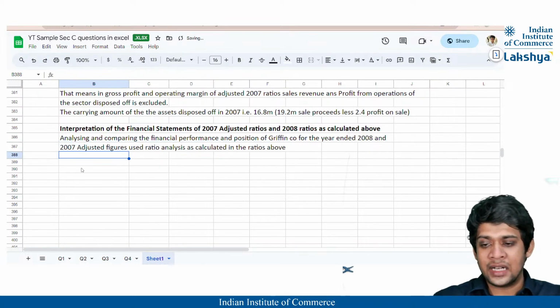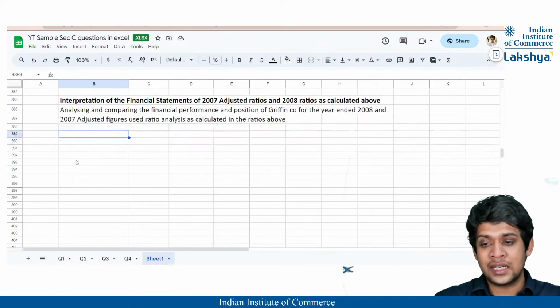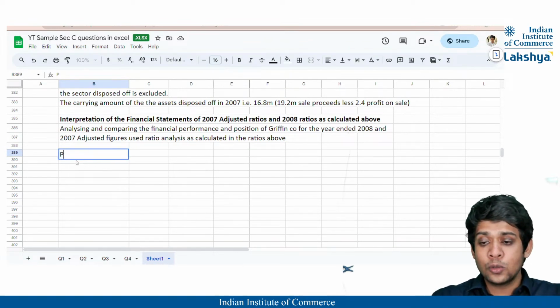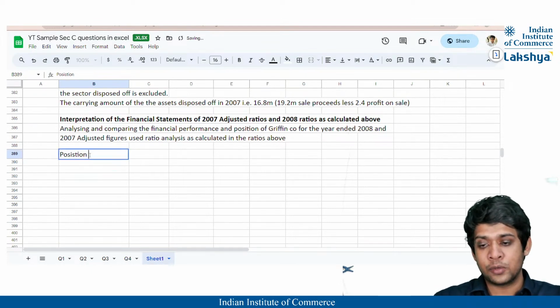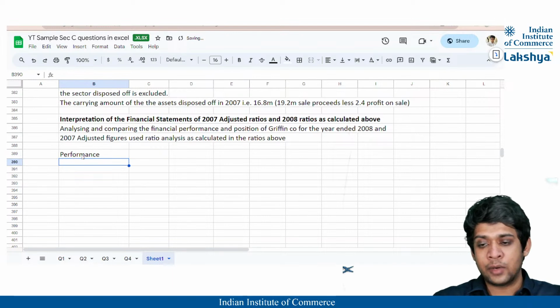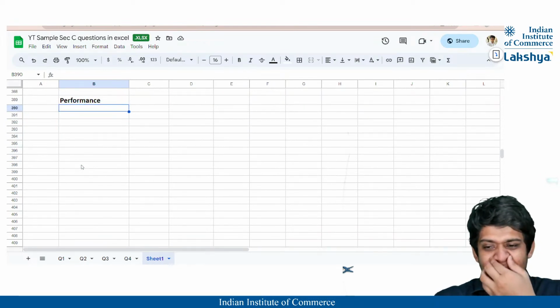Right? So you can specify it like that. And now let us get started. So always remember guys, when you're representing an analysis or an interpretation of a financial statement, do provide headers to them. Firstly, you're stating about the position or maybe you're stating about the performance. So maybe we are stating about the performance. So do provide headers like these. Maybe keep it in bold and then provide whatever information you want to provide about the performance.